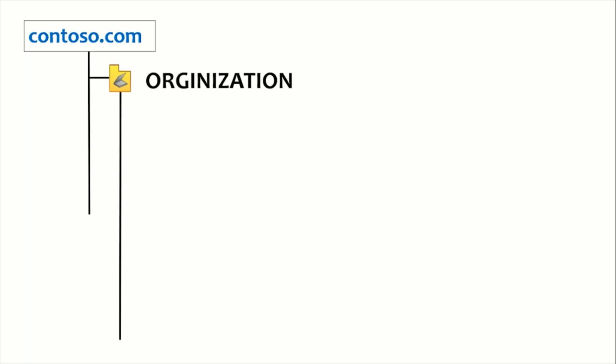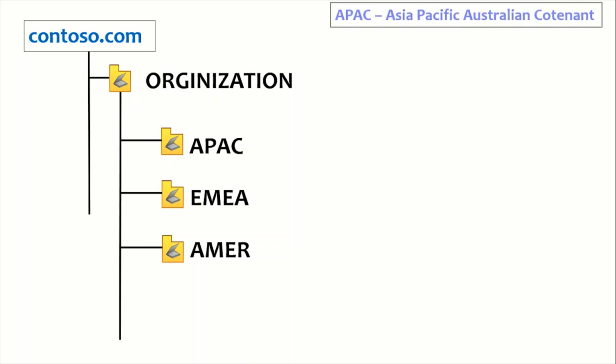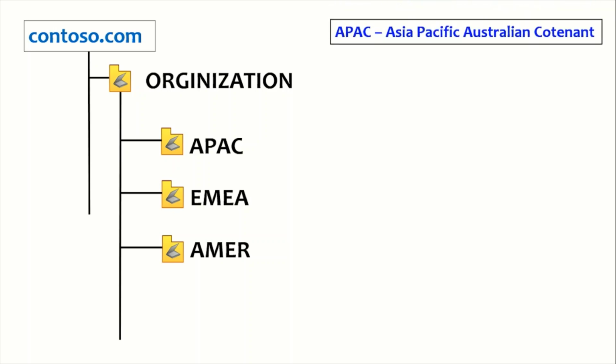So this is contoso.com. This is the root of contoso.com. So we have organization as an OU, which is placed under the domain root, and we have APAC, EMEA, and America right below the OU named organization. And all the Asia Pacific countries like Japan, Singapore, India, Australia, China would be placed under APAC.